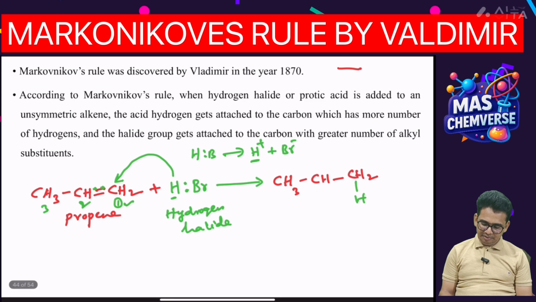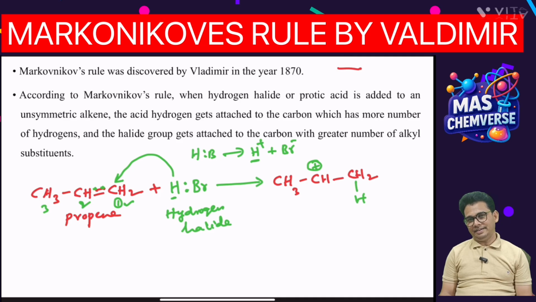Then here what will it get? Positive charge, carbocation. Then here the carbocation is going to be formed, which means bromide is going to attack here. Then what will be formed here exactly?